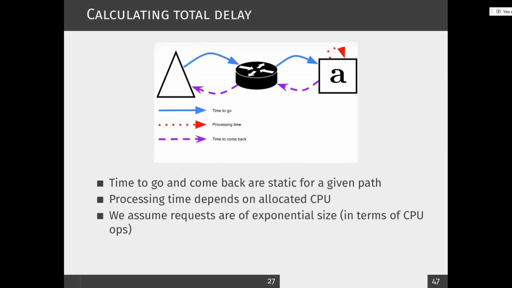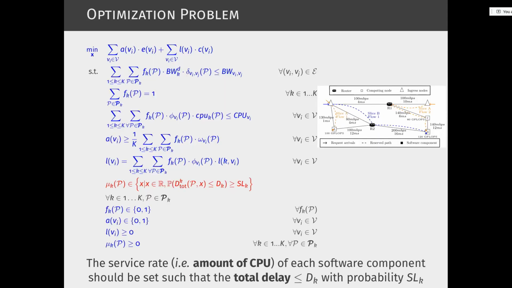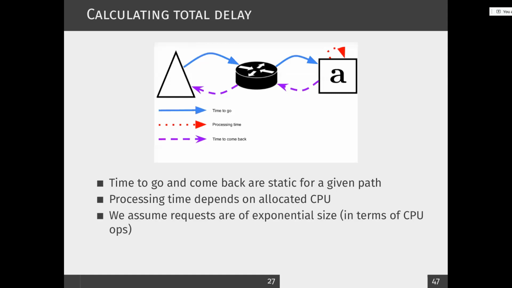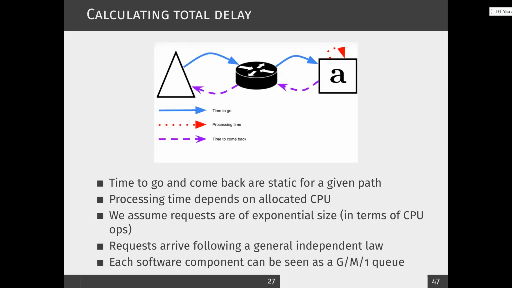What's tricky is that this formula depends on how you model the requests and the arrivals, but it's nonlinear in general, and it's non-convex. So in our case, we consider that the requests are of exponential size in terms of number of operations to perform, and they arrive following a general independent law.